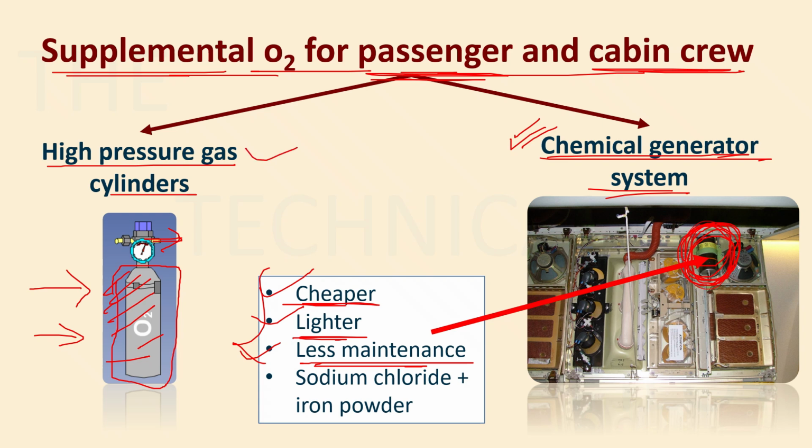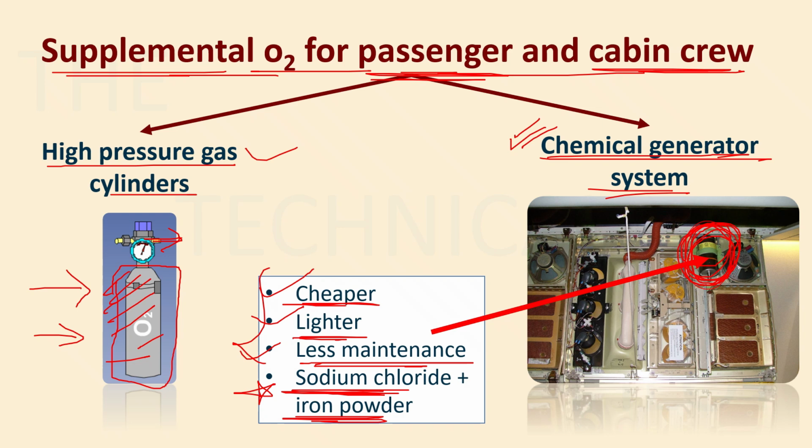It contains a mixture of sodium chloride and iron powder. They might just ask you in the MCQs what is there in chemical generators. So just keep that in mind. It is using what? Sodium chloride and iron powder.